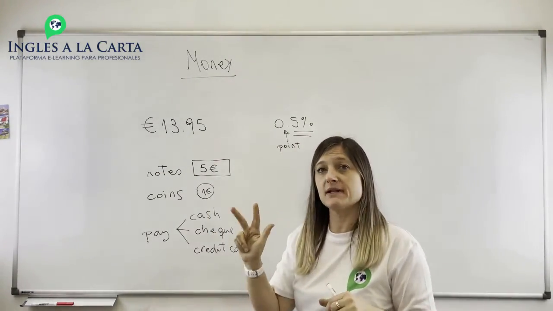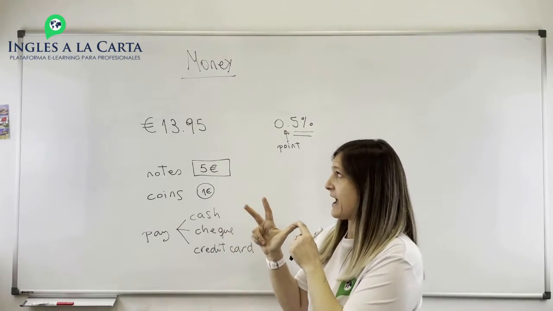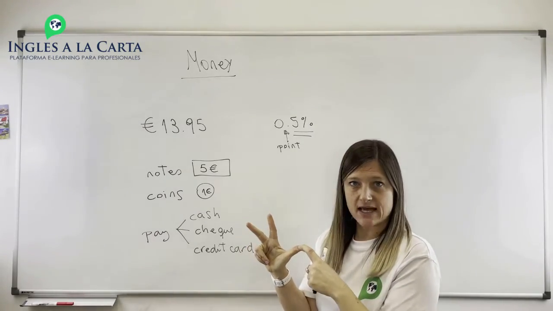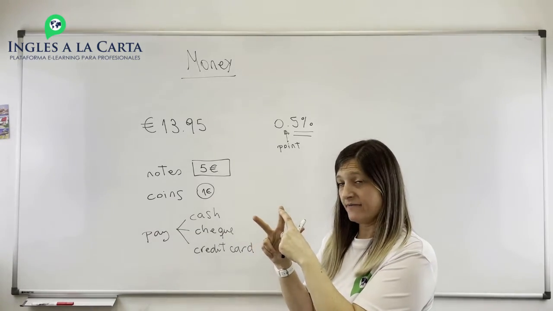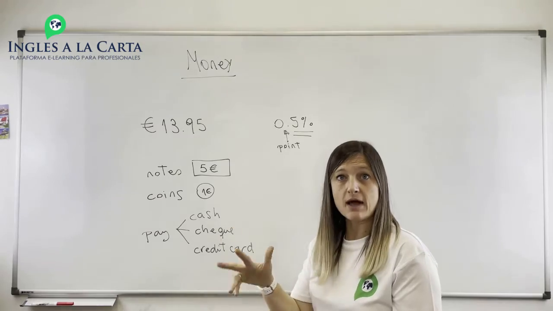We have three possibilities to say this. And we have 13 euros 95 cents, 13 euros 95, or 13.95. The three of them are correct.